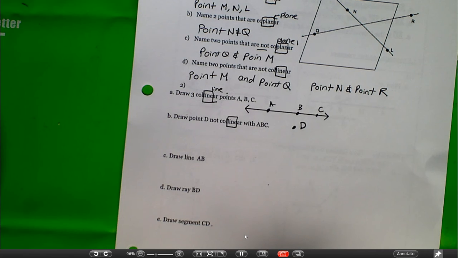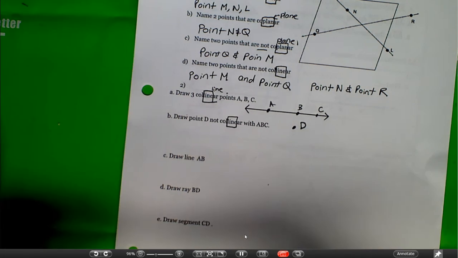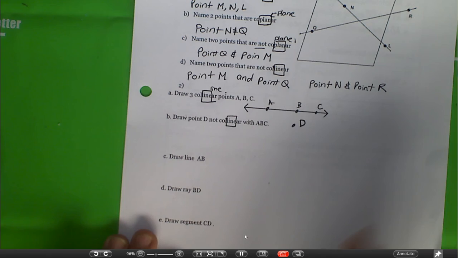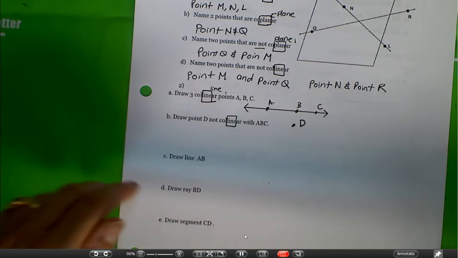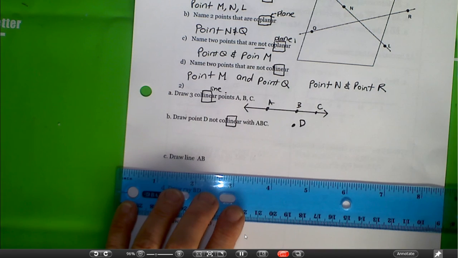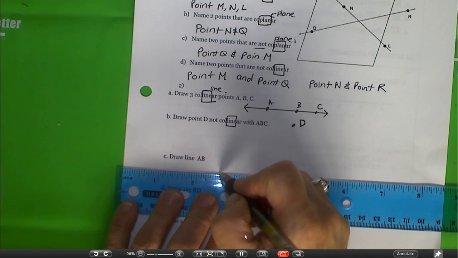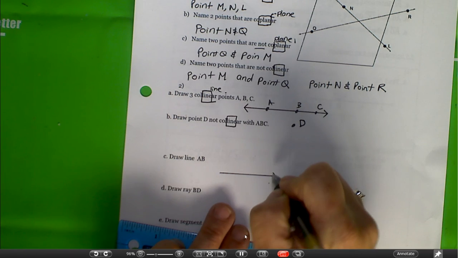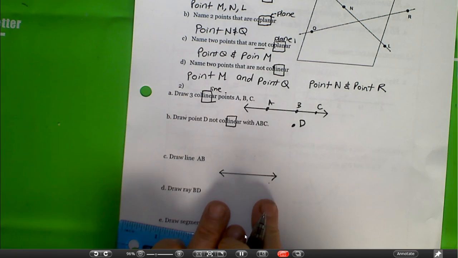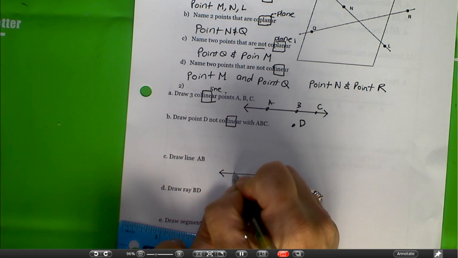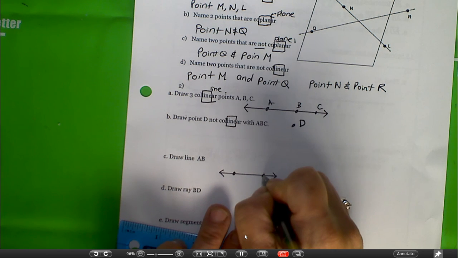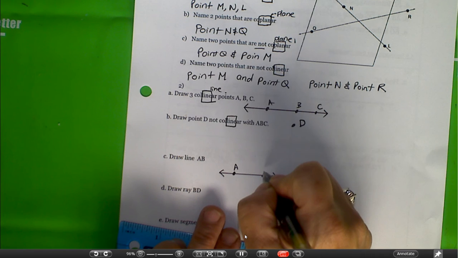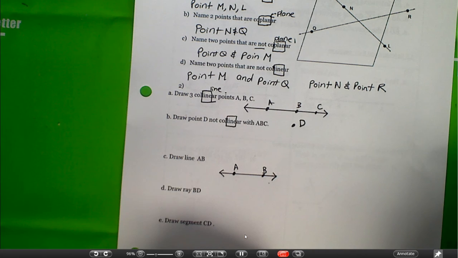Now it says draw a line AB. So I'm hoping you draw a line AB. Be sure that you have arrows at both ends for a line. You have 2 points, and you label it capital A, capital B, and that's line AB.